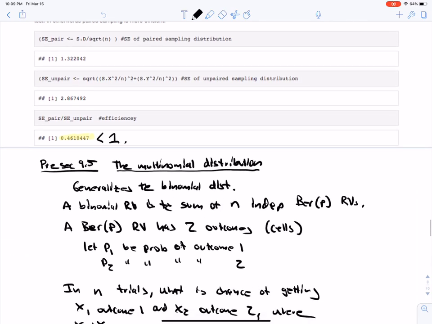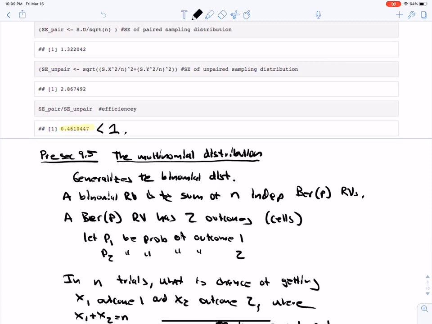So finally, we're just warming up to section 9.5. I just wanted to give a brief introduction to the multinomial distribution, but really just in terms of the binomial distribution. But I'll present the binomial distribution in a way that it'll be obvious how it generalizes. A binomial random variable is the sum of n independent Bernoulli p random variables, and a Bernoulli p random variable has two outcomes or cells.